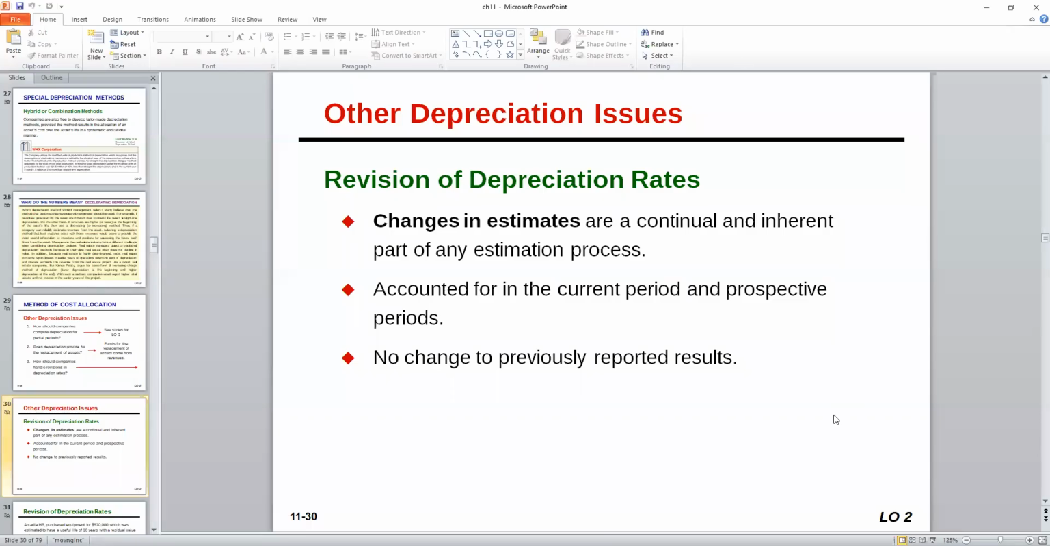So on occasion, you may find that you'll have to revise your depreciation rates, and that most often happens if you decide that the useful life of the asset has changed. It might have become shorter or longer, in which case it's under generally accepted accounting principles totally appropriate for you to change the estimates, but it has to be documented and it has to be accounted for in the current period and prospective periods, so you don't have to restate prior periods. Okay, so we've seen this with other issues as well.